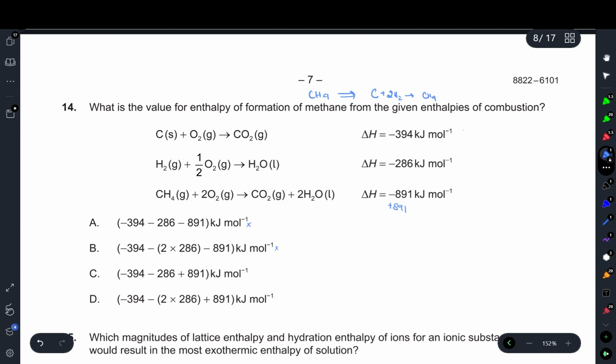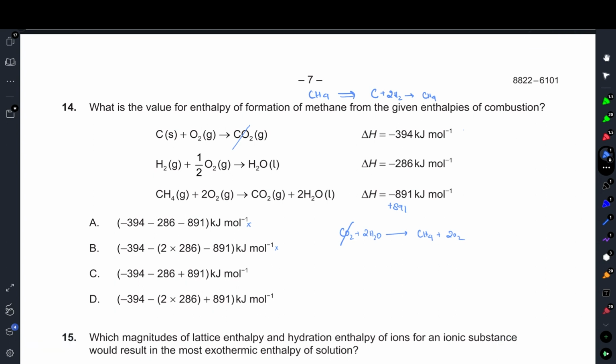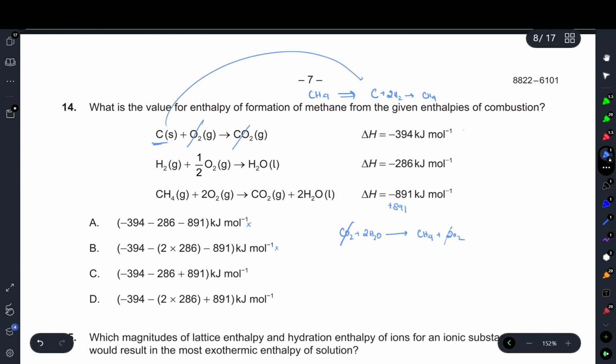So now let's look at this. You have a carbon dioxide on the left hand side, carbon dioxide here on the right hand side, which means they will cancel each other out. Because once you write this equation backwards, you get CO2 plus 2H2O gives CH4 plus 2O2. So this carbon dioxide will cancel out. Perfect. Now, what else is left? You have an oxygen here that cancels out. Not both of them, only one. And now you have a carbon on this side, which you do need. So we can leave that there.